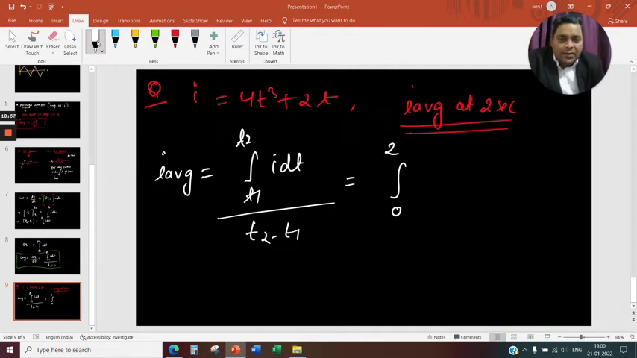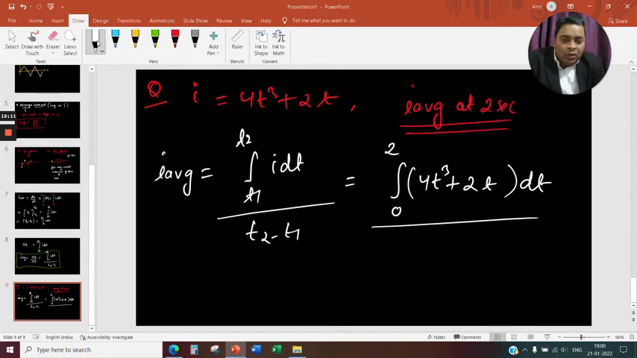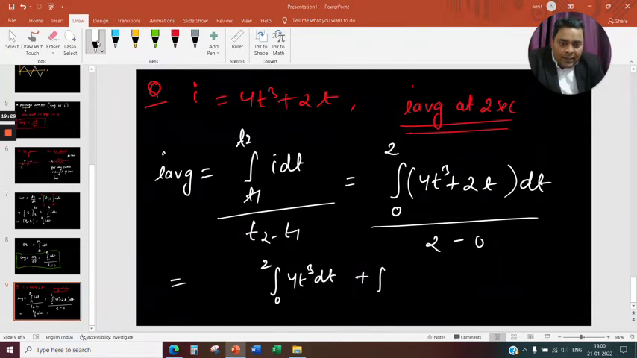So that is equal to I, and put the value of I, 4t cube plus 2t here, and then dt, because it is I into dt, and divided by t2 minus t1. What is t2? 2, and t1 0. So 2 minus 0 here. So finally we have got 4t cube plus 2t into dt. Now we can write this in terms of two terms here, like 0 to 2 4t cube dt plus integration from 0 to 2 2t dt, and whole divided by 2 minus 0, that is 2 here.